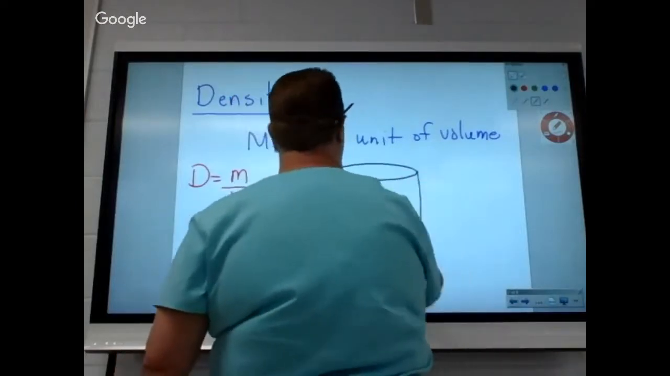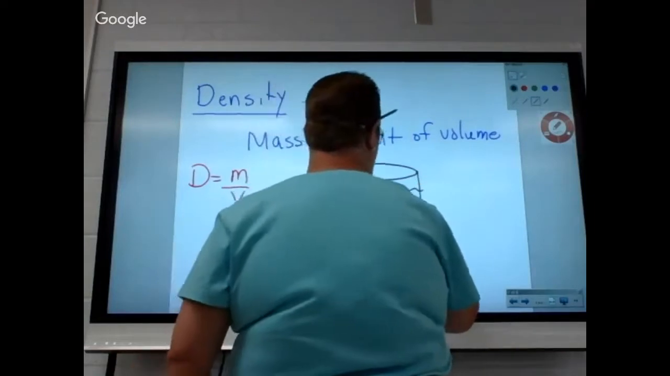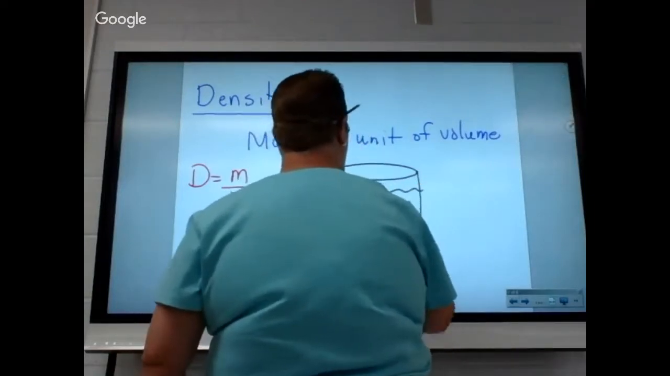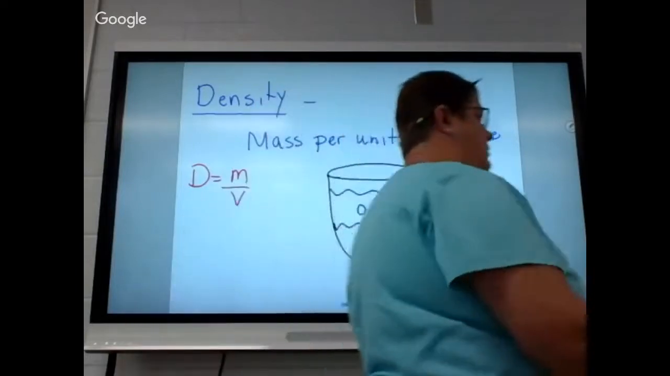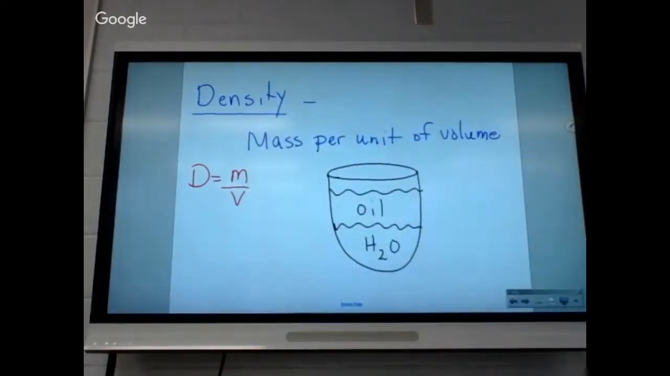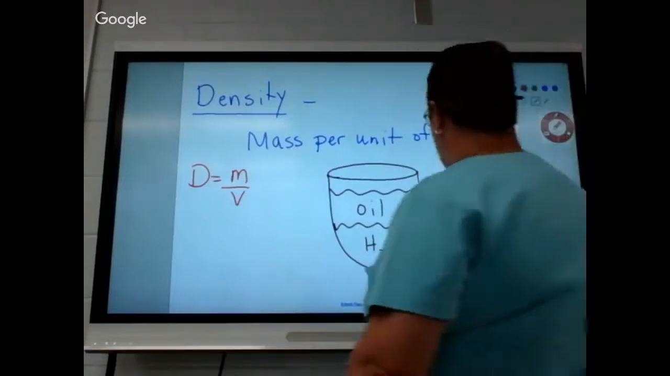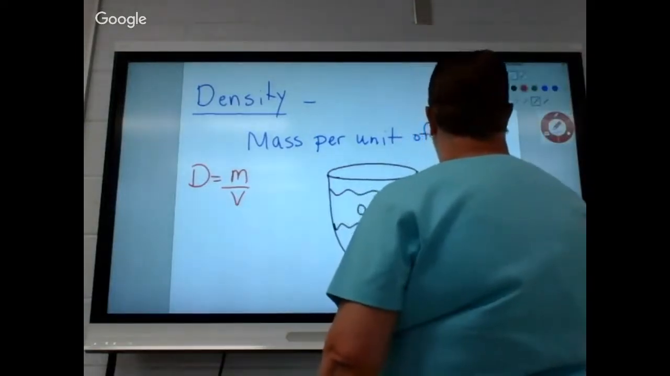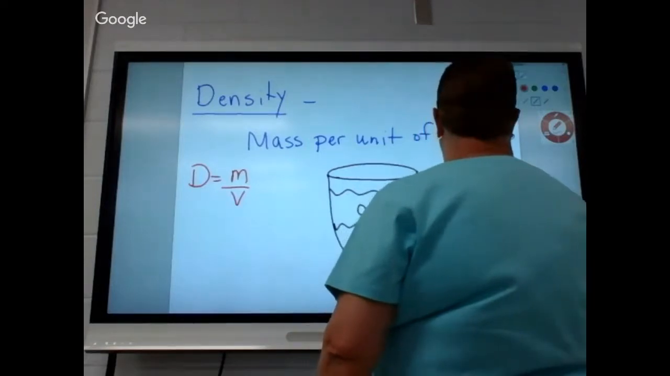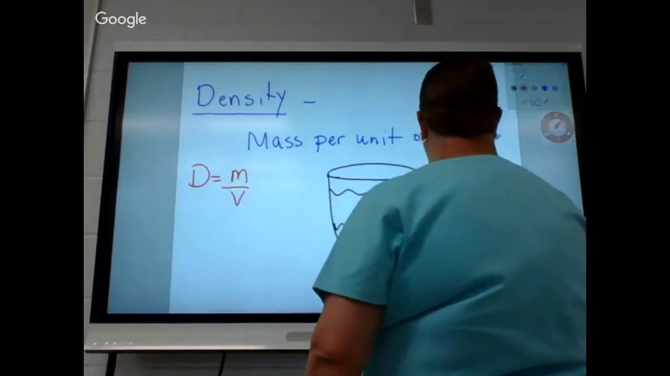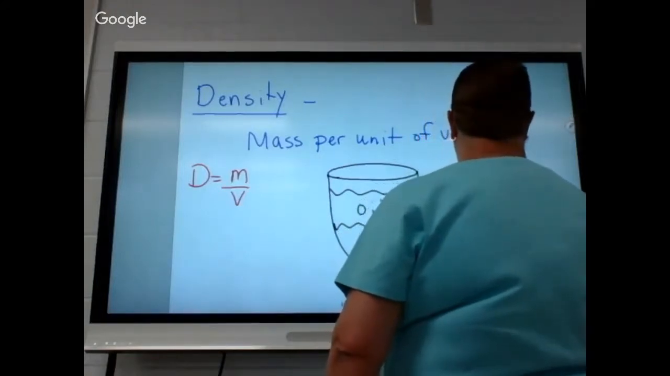Let's just say for a second that we put two liquids in here. We put some water and some oil in this lovely glass or beaker. Which one's more dense? Water. The oil was denser than water. Which one's going to sink, the one that's more dense or the one that's less dense? The one that's more dense always sinks.